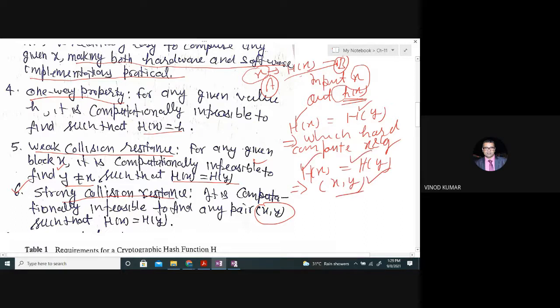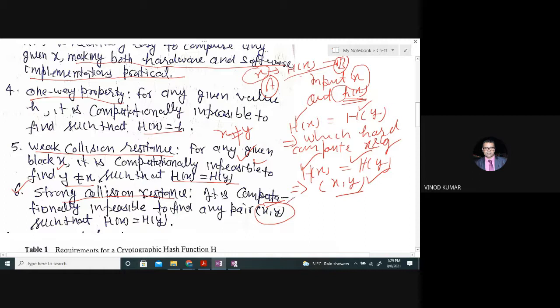So what is the difference between the two properties? This property is based on two arbitrary inputs x and y with corresponding outputs Hx and Hy, where x is not equal to y. But in this sixth property, x and y is the pair of inputs.